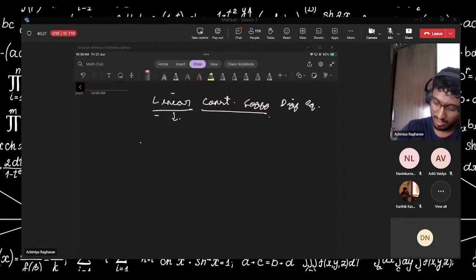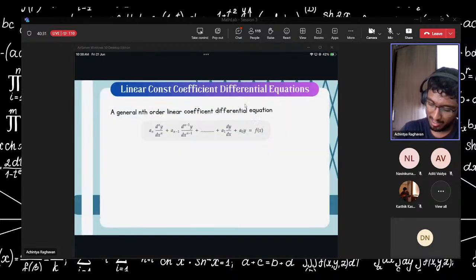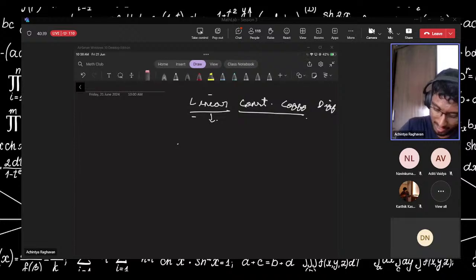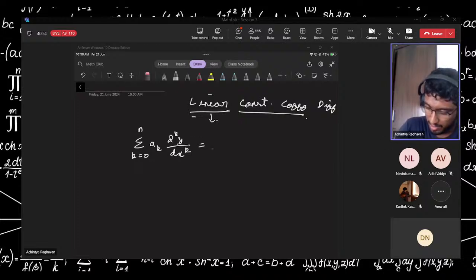In general, the nth order linear constant coefficient differential equation is of this form. The way I'm going to represent it throughout this session is summation of a_k d^k y by dx^k, k ranging from 0 to n, is equal to f of x. This is how I'm going to represent it throughout the session.